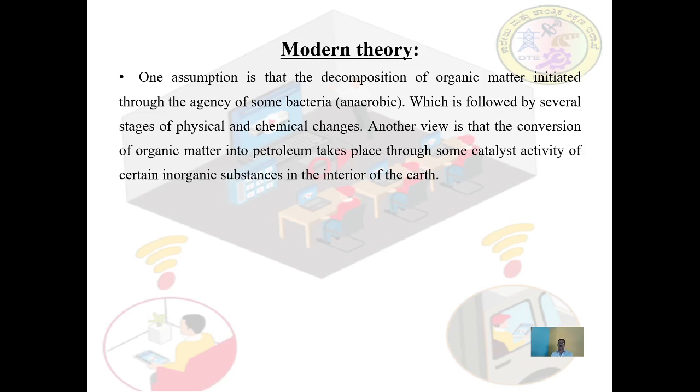Another view is that the conversion of organic matter into petroleum takes place by some catalytic activity of certain elements or substances in the interior of the earth.